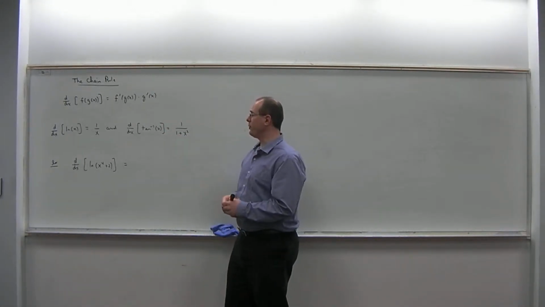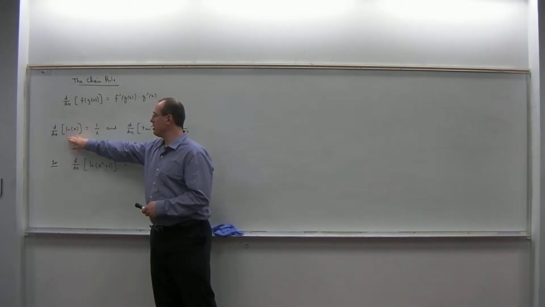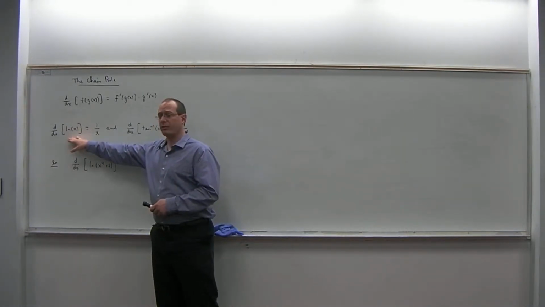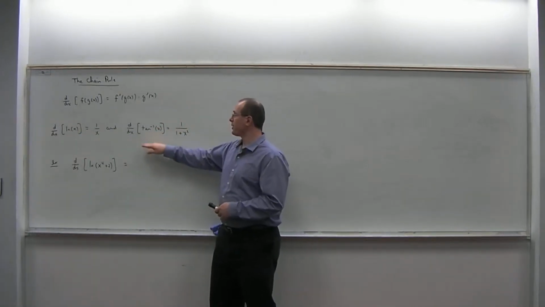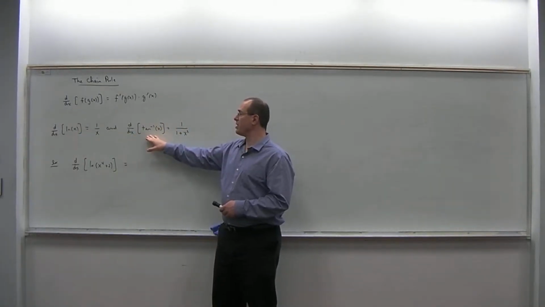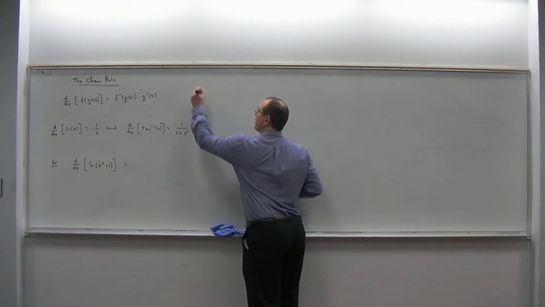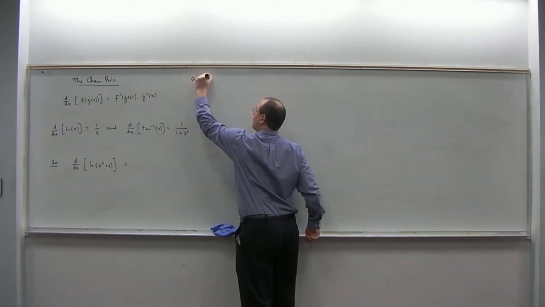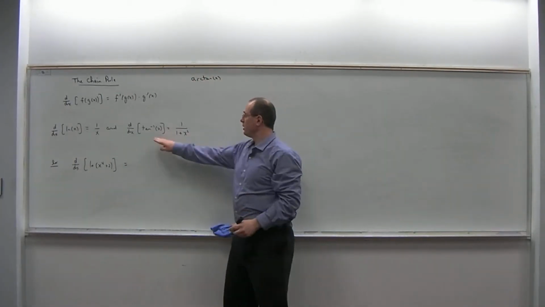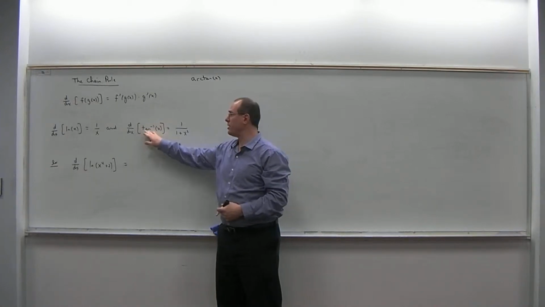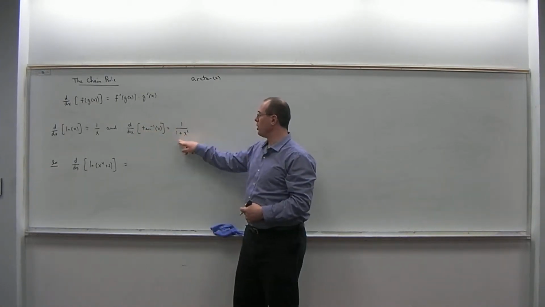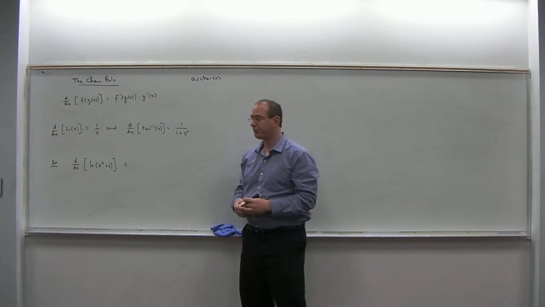So in the next few examples, we will need to know the derivative of the natural logarithm function. The derivative of natural log of x is 1 over x. And the derivative of the inverse tangent function, also sometimes written as arctangent, is 1 over 1 plus x squared.